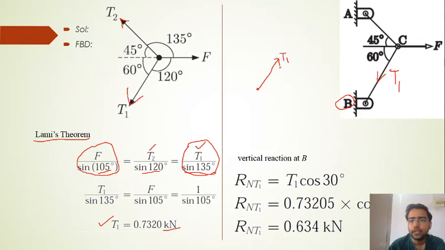So why I have taken direction in reverse. Here I have taken direction toward downward. Here I am taking direction toward upward. Why? Because from Newton's third law, action and reaction. So what happens at point C?